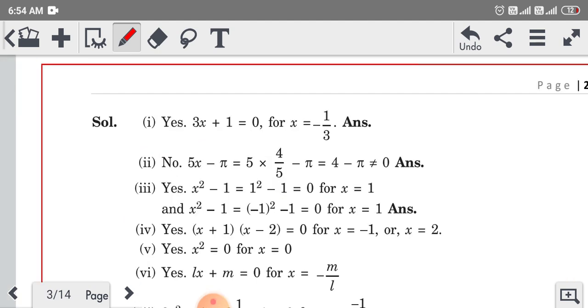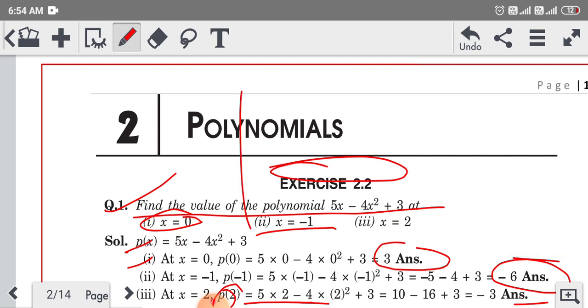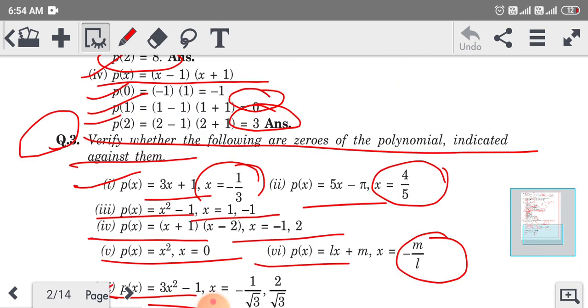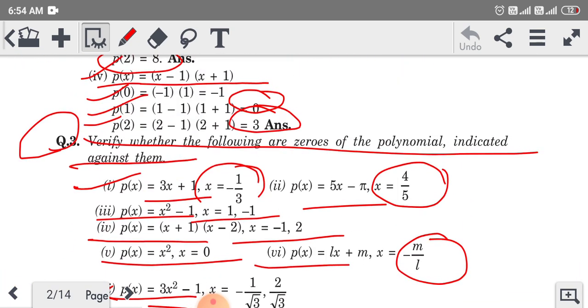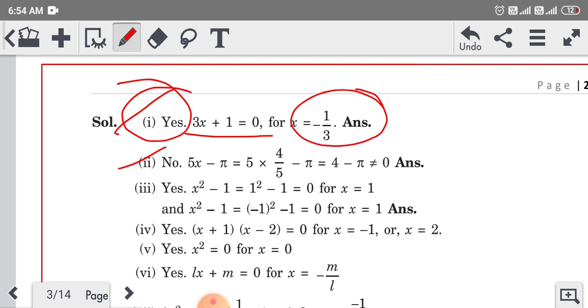सो फर्स्ट कहते हैं, 3x + 1 = 0 for x = −1/3, तो कहते हैं कि ये क्या है, zero of polynomial है. हमें क्या करना था कि show करना था. सो कहते हैं verify whether the following are zeros of the polynomial indicated. तो फर्स्ट जो है वो पोलिनोमियल का zero बनता है. सेकंड जो है नहीं, क्योंकि 5x − π = 5 × 4/5 − π = 4 − π, which is not equal to 0.